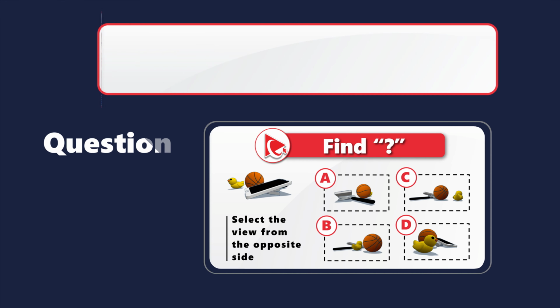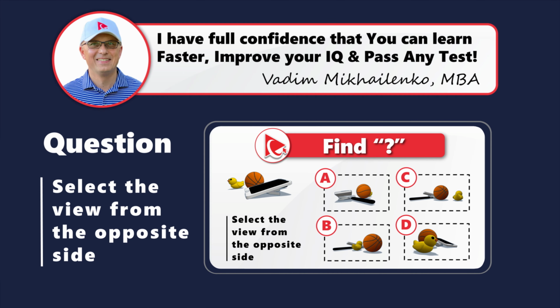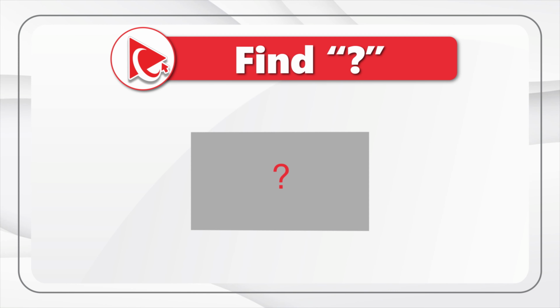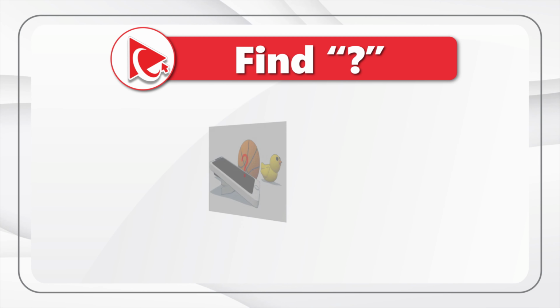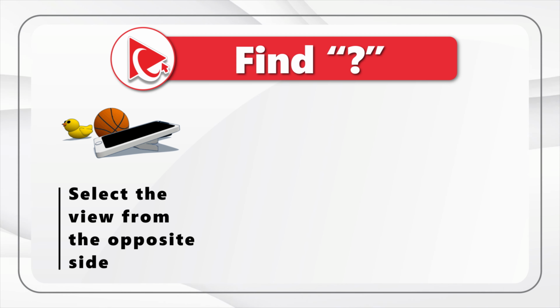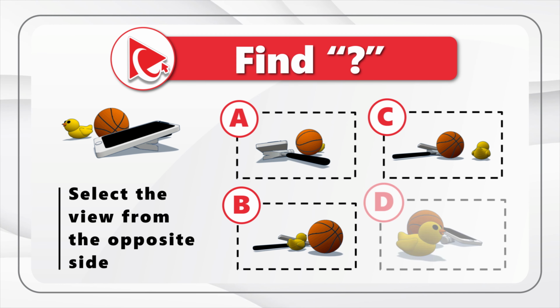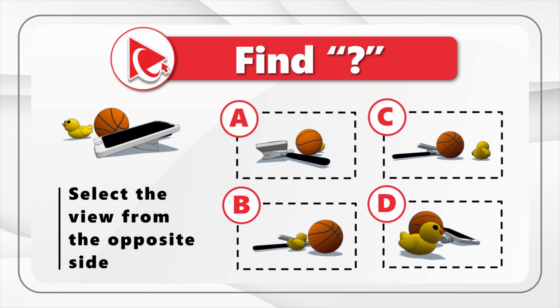Here's an amazing question to test your spatial reasoning. You're presented with the three-dimensional view, and you need to select the view from the opposite side out of 4 possible choices. The choices are A, B, C, and D. Take a close look to see if you can select the right solution.